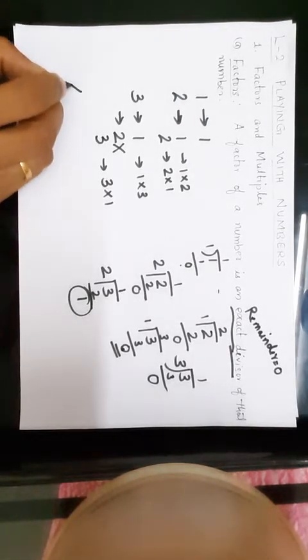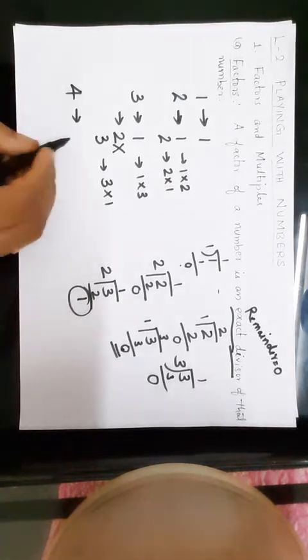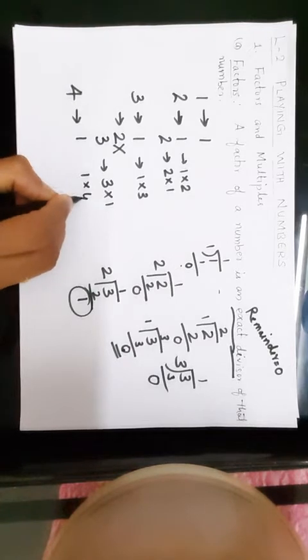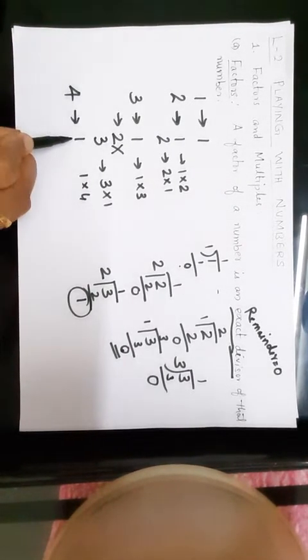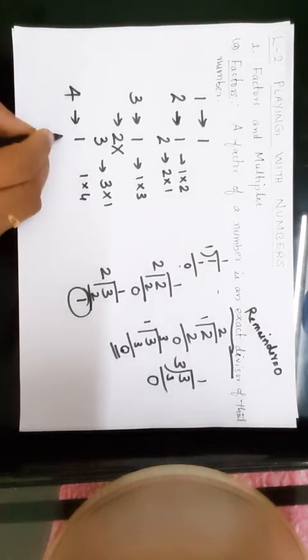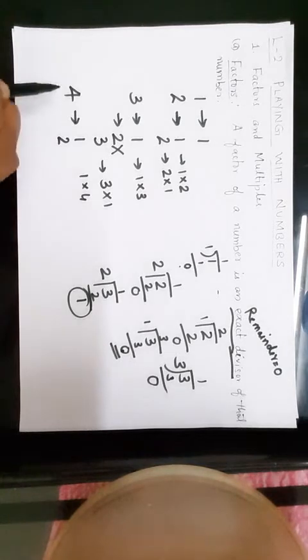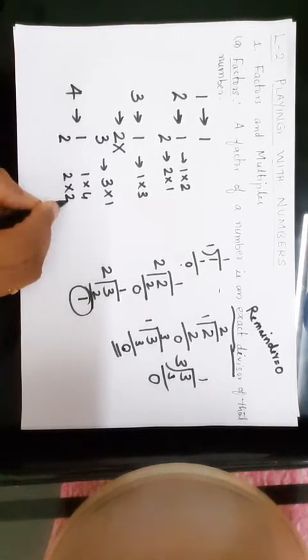Now let us take the number 4. Is 1 a factor? Yes, because 1 into 4 is 4. When we multiply 4 by 1, we get 4. Now let us check with 2. Is there a number that multiplied with 2 gives 4? Yes, 2 into 2.